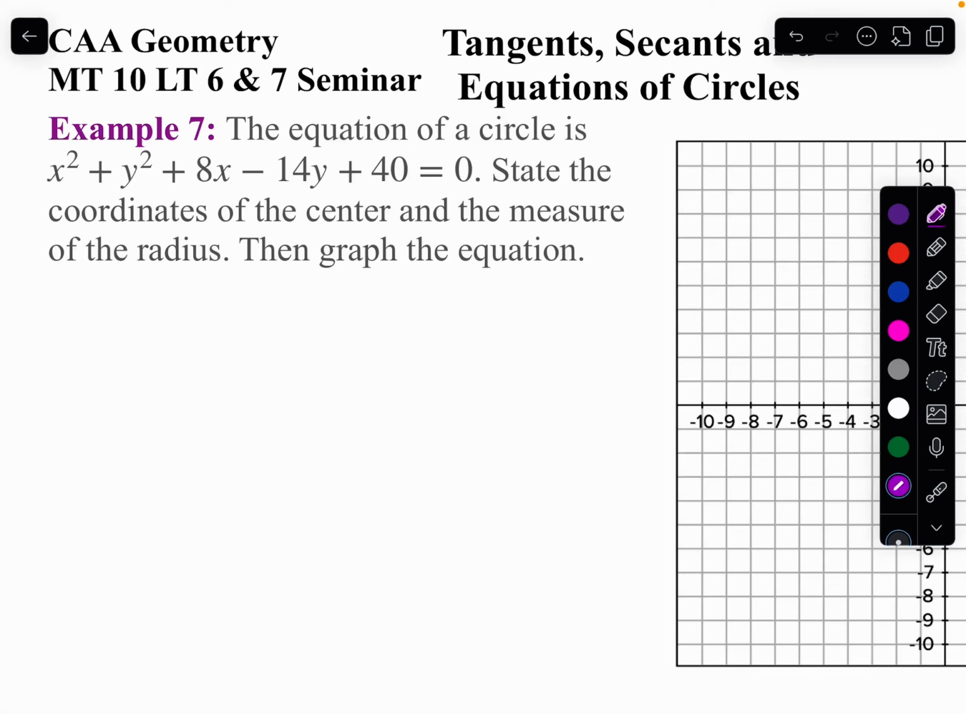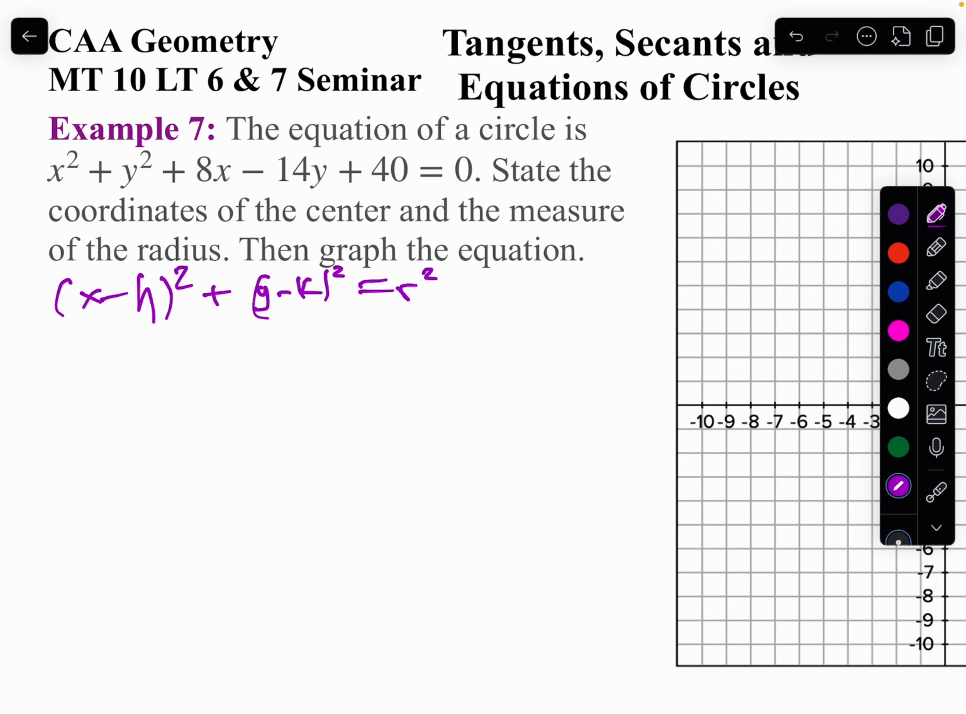On our next problem, it says the equation of a circle is given by this great big polynomial. I want to state the coordinates of the circle center and the radius, and I want to graph the equation. In other words, I want to put it in the form of (x minus h) quantity squared, oh, I've got to make a perfect square, plus (y minus k) quantity squared, equals r squared.